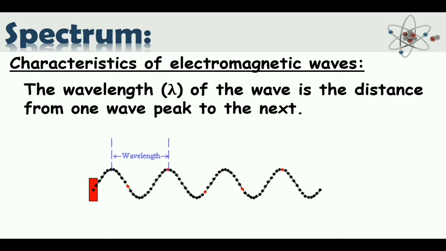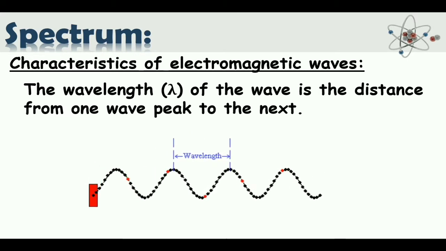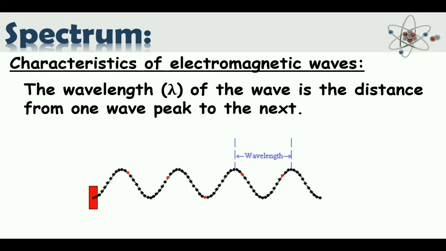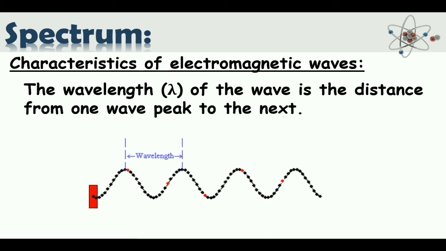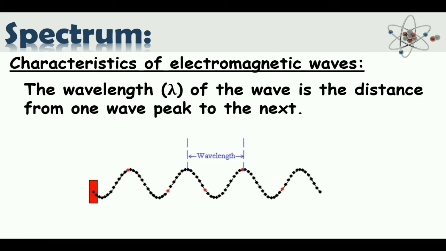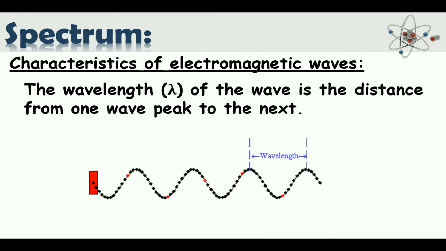The wavelength lambda of the wave is the distance from one wave peak to the next wave peak. So we can say that they are crests and troughs. The distance between two successive crests or between two successive troughs is known as the wavelength, and it is represented by lambda.